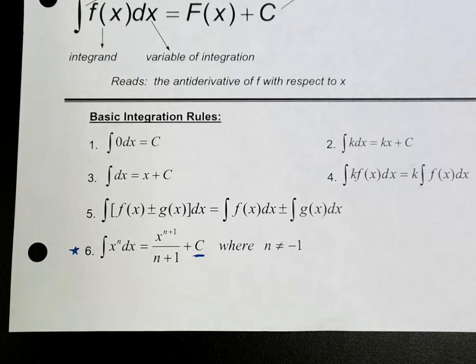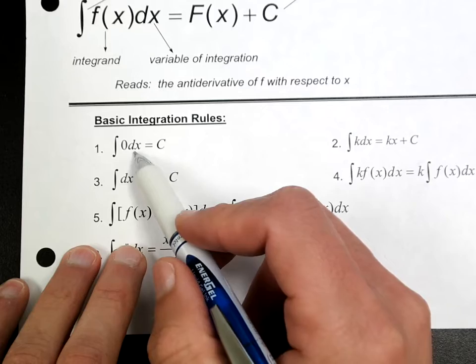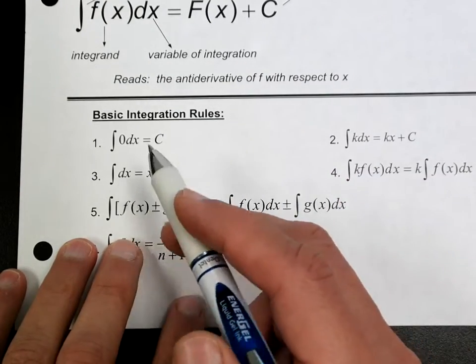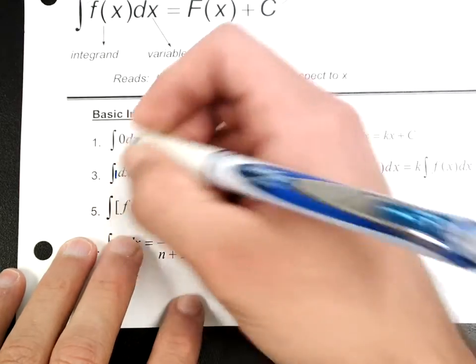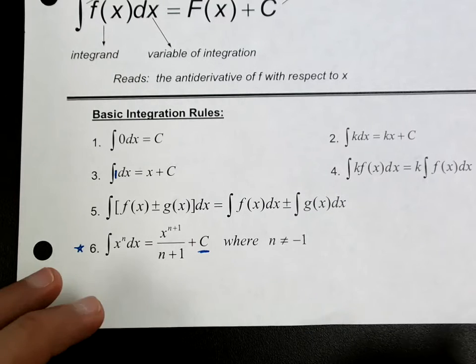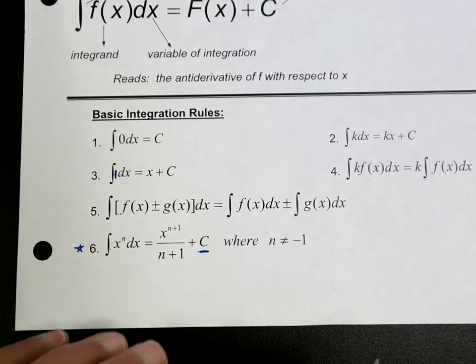Okay, so let's go over it. The integral of 0 would be a constant, as we just talked about up there. And this kind of looks like it's nothing here, but you have to assume there's a 1, so the antiderivative of 1 with respect to x would be x plus c, where c is a constant.